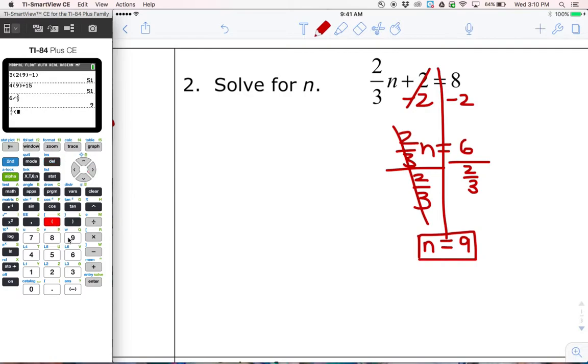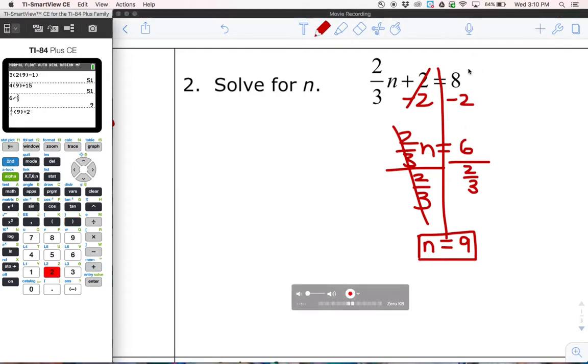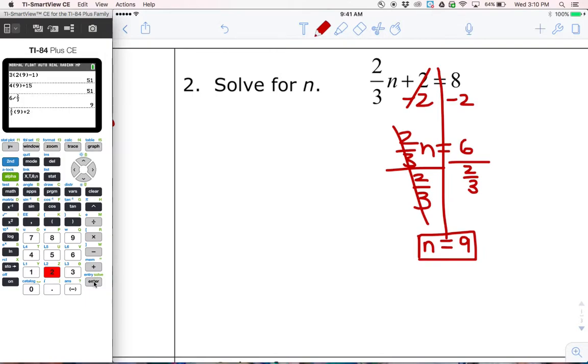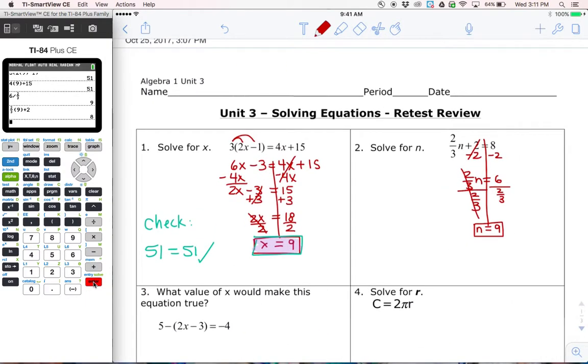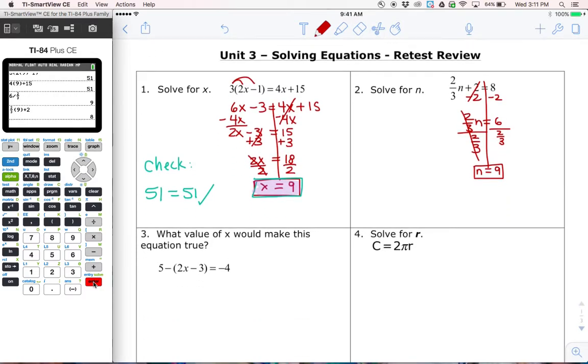Okay. Parentheses 9, parentheses plus 2. Okay, when I press enter, since on the right side I just have 8, I should just get 8 right now. And I do. All right, so we checked our answer. Let's look at problem 3.